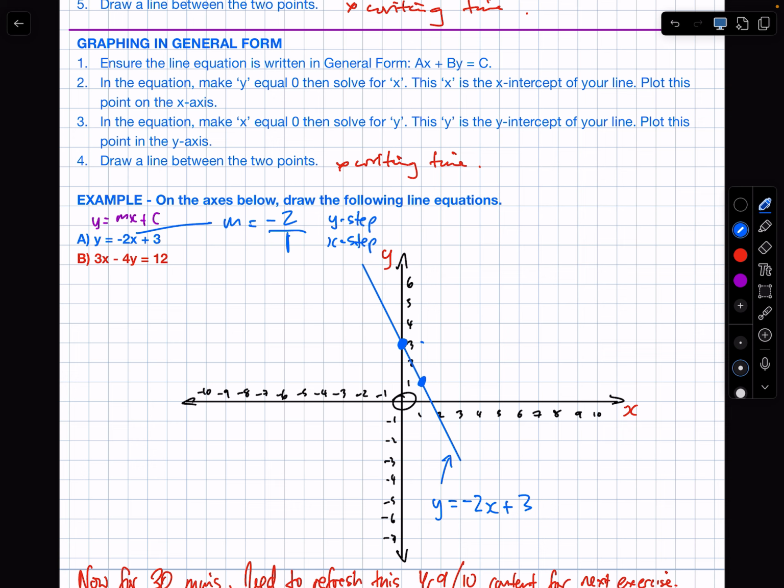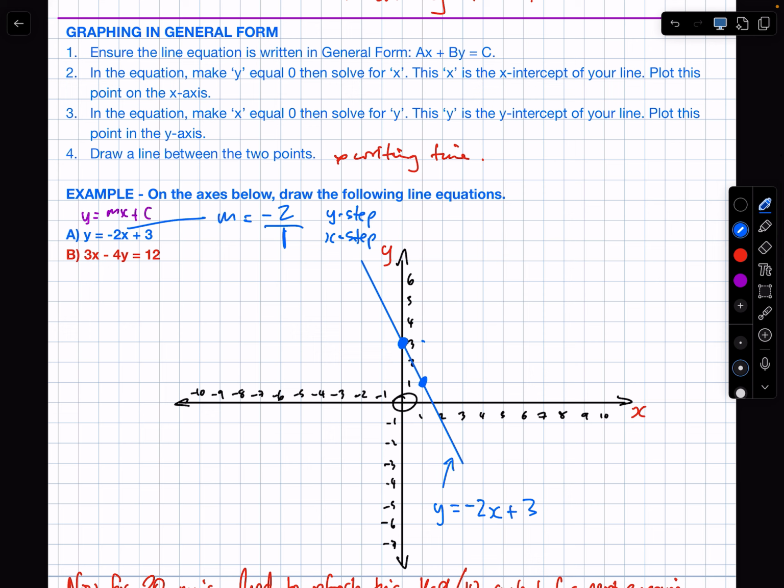So that was demoing graphing in slope-intercept form. How do I graph in general form? Well, the first step, obviously, is to make sure that the equation is actually in general form. So what does a general form equation look like? ax plus by is equal to c. The only rule is a, b, and c have to be whole numbers.